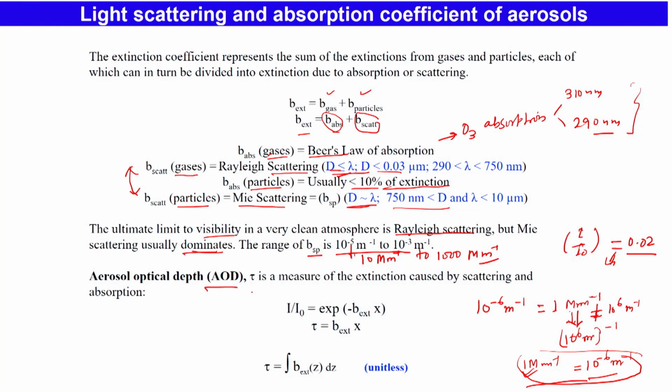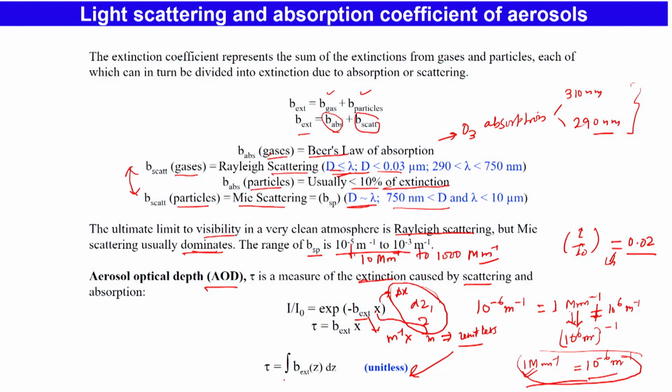We will discuss aerosol optical depth in a separate section, but since it is a measure of extinction caused by scattering and absorption, you have extinction here. So extinction is like I wrote in the equation: I over I0 equals exponential of minus B extinction times x. Sometimes x is written as delta x, or sometimes dz, or sometimes z. These are units of length, and since B extinction has a unit of meter inverse and this has a unit of meter, the product is unitless.